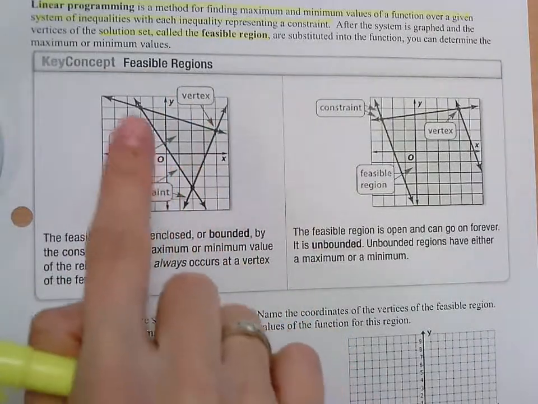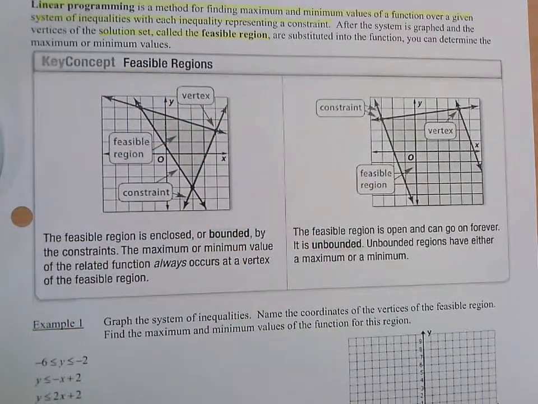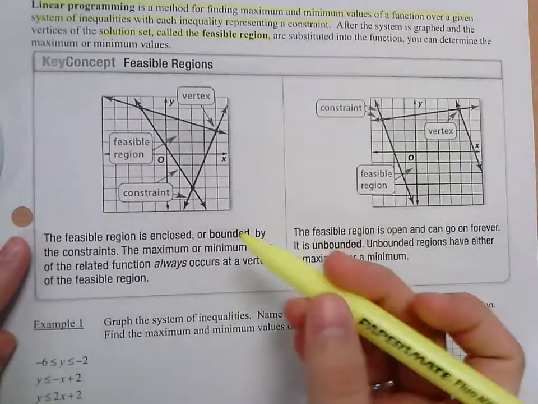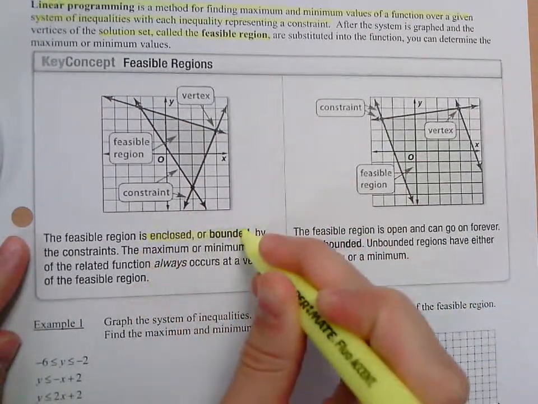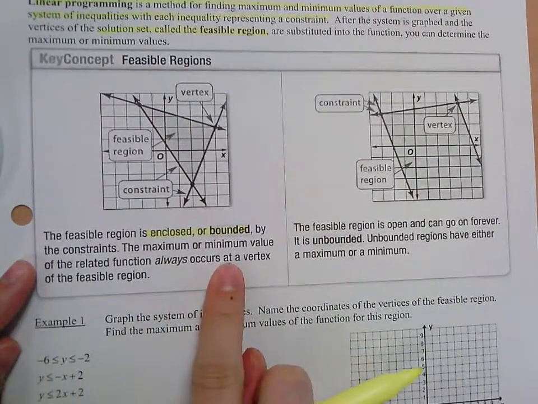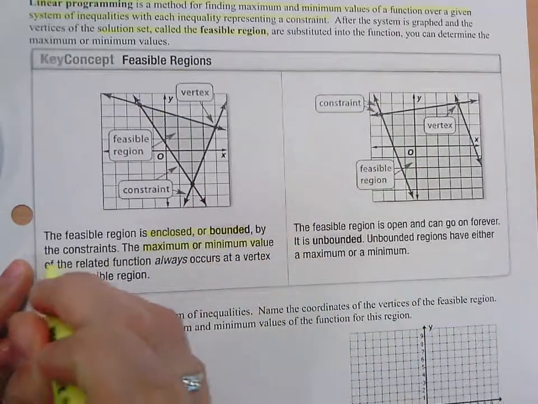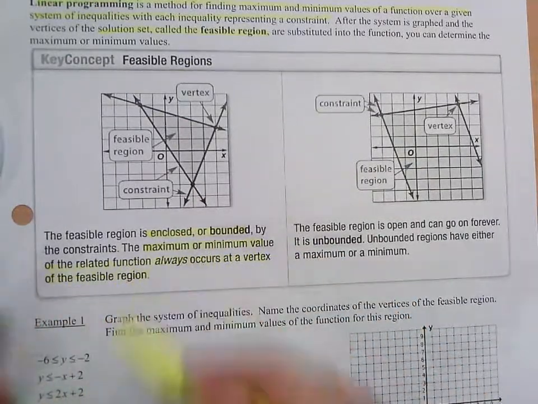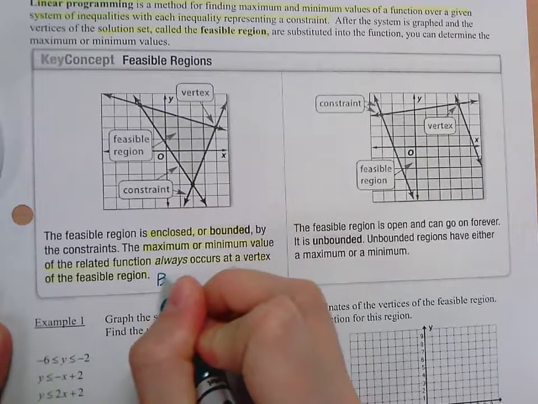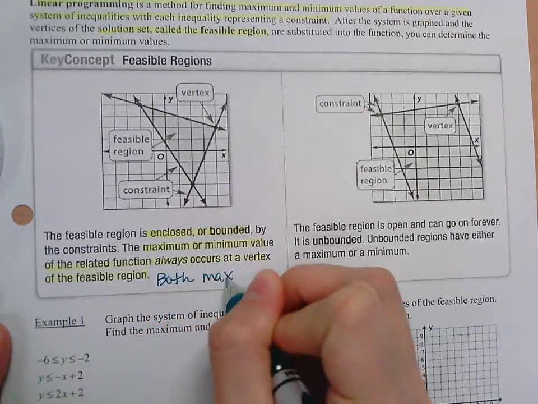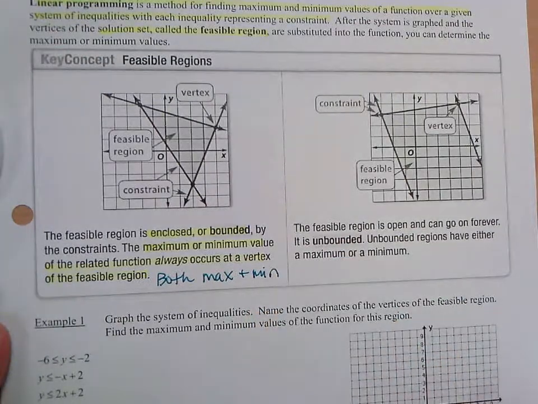So here would be a bounded region, 3 lines, pairs of them intersecting forms a triangle. The triangle is actually the solution of the system. So in a bounded region, that's when it's enclosed, the max or min value will always occur at a vertex. And there will be both a maximum and a minimum. So in this case, there will be both max and min.